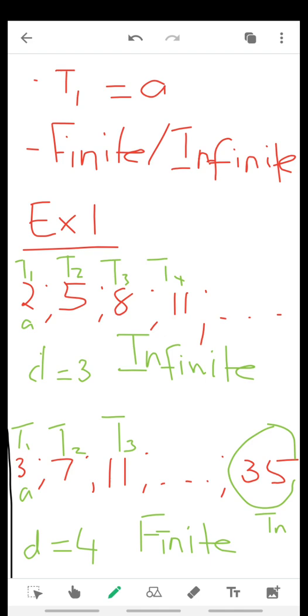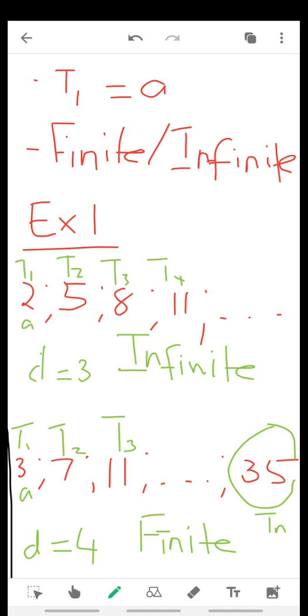Okay, then I have another example there. 3, 7, 11. What is our first term? The value of A is 3, which is our T1, and then T2 is 7, T3 is 11. And as a result, how do we find our D? We're going to say T2 minus T1, that is 7 minus 3, we are getting 4, or T3 minus T2, where we are getting 11 minus 7, and that is 4.